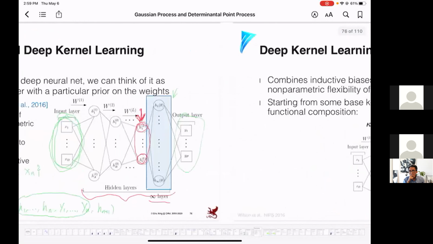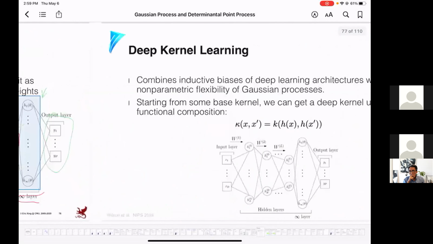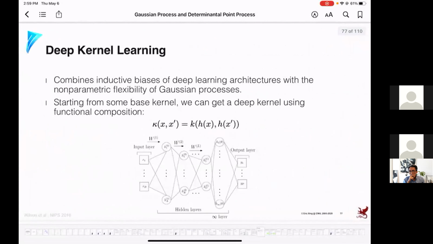Regarding this deep kernel learning, is there anything else we need to discuss? I really hope we can make this clear. Actually, it's still not clear to me. Very confusing. I'm not sure exactly what you are doing. Okay.